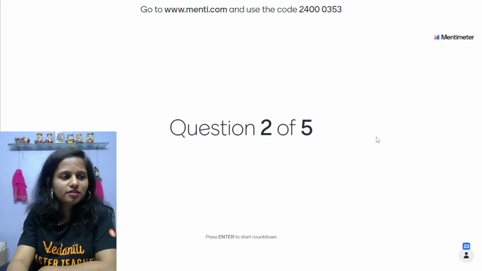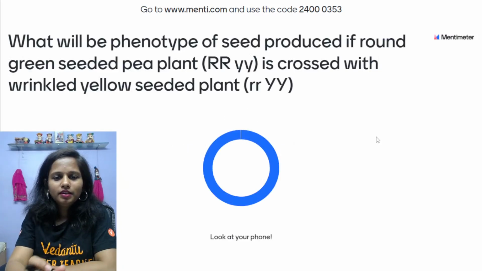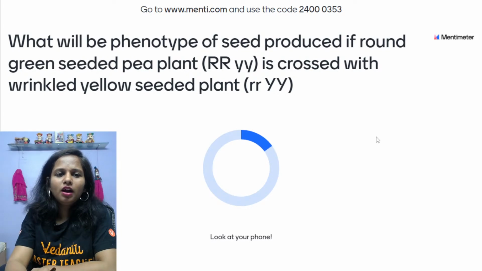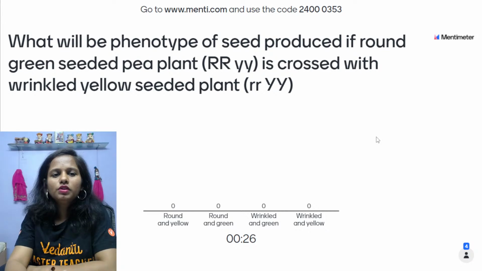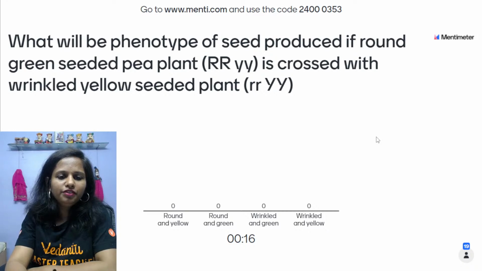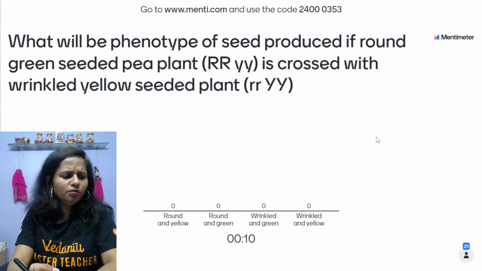Second one flashing on your screens now. Answer first to get more points. What will be the phenotype of seed produced if round green seeded pea plant is crossed with wrinkled yellow seeded plant? Okay. Chalo. Of course, the plant will be hybrid. What will be the phenotype? Round yellow, round green, wrinkled yellow. Come on.